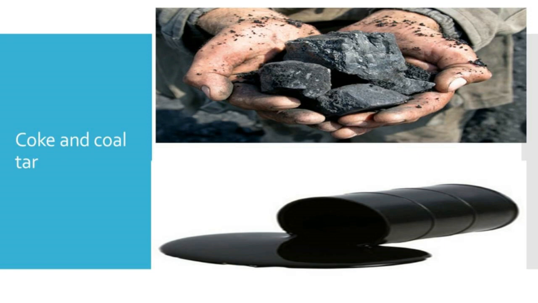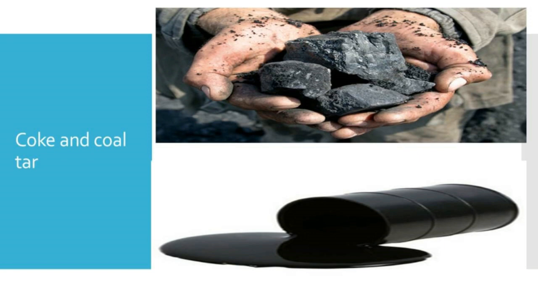The first one, coke. Coke contains 98% carbon. It is a porous, black, and the purest form of coal. It is a good fuel and burns without smoke. It is largely used as a reducing agent in the extraction of metals from their ores. It is also used in making fuel gases like producer gas and water gas.